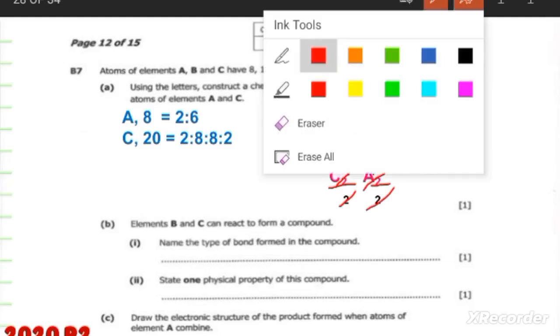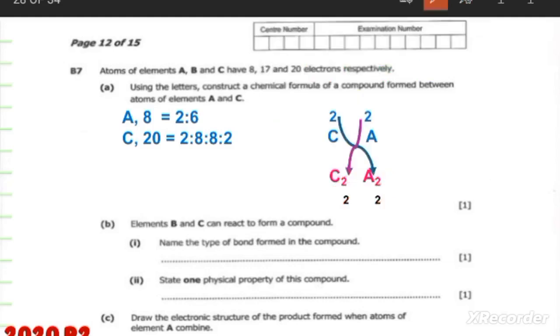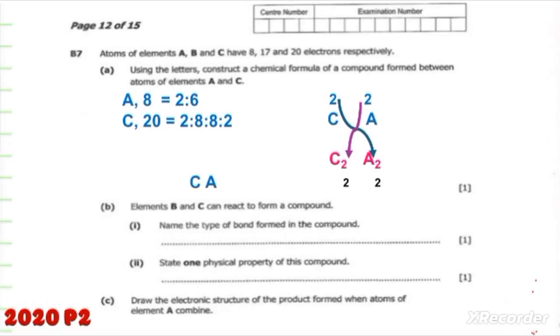Then we are going to remain with the CA, as we can see. So we have answered the first question. Let us move to the next question, which is question B.